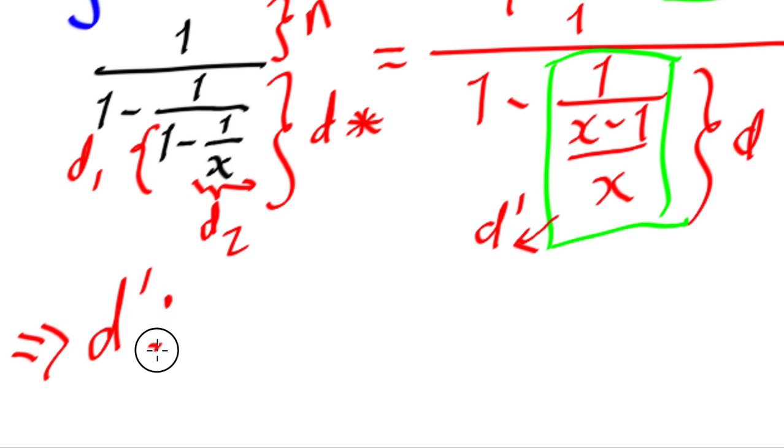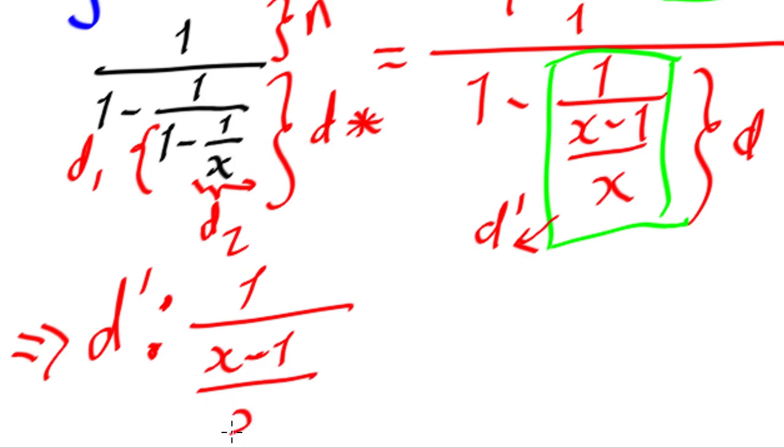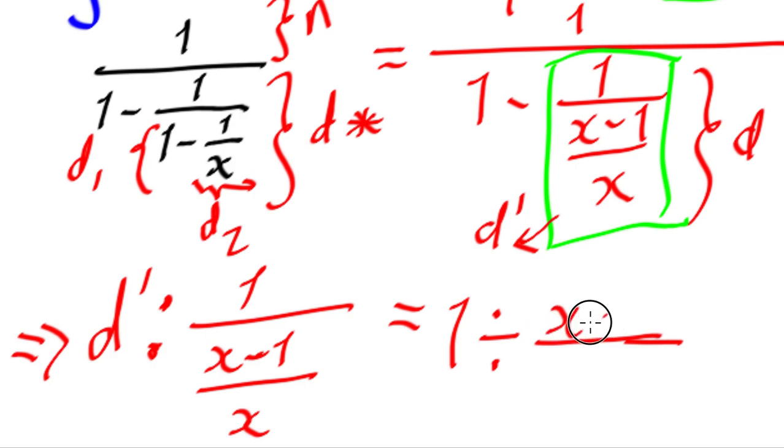Our rule in a complex fraction is we need to divide it. So it looks like 1 all over x minus 1, this is minus, all over x. So again, this can be rewritten with the equal sign here: 1 divided by x minus 1 all over x.